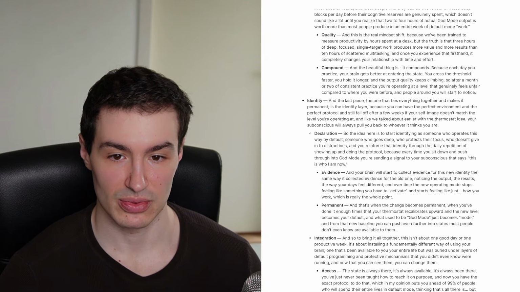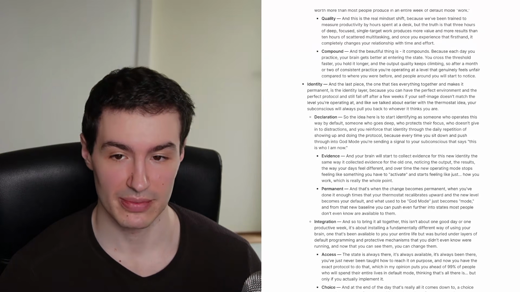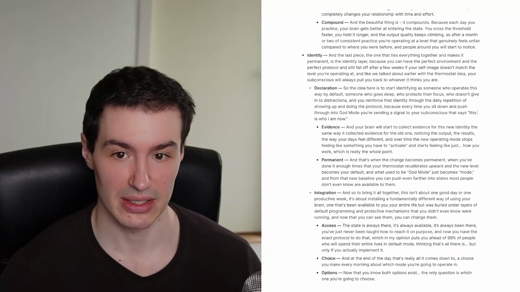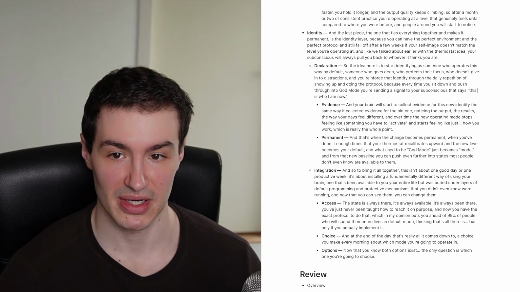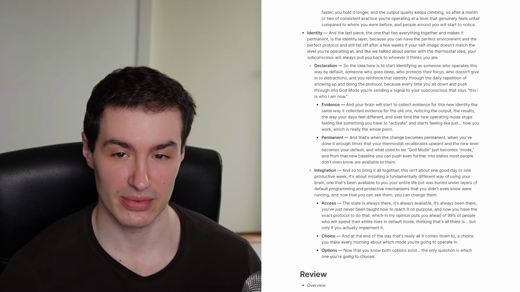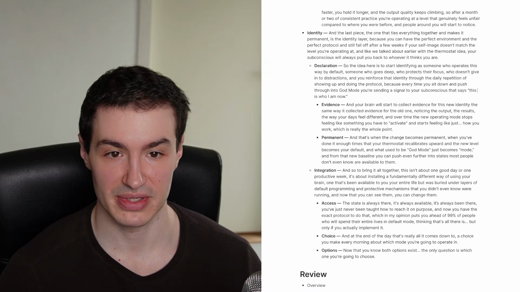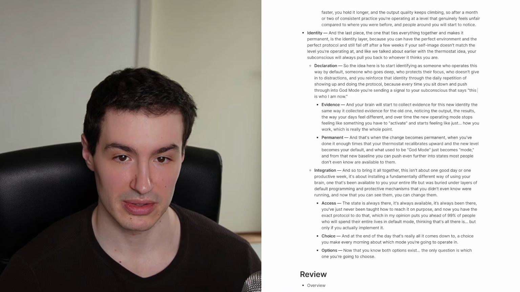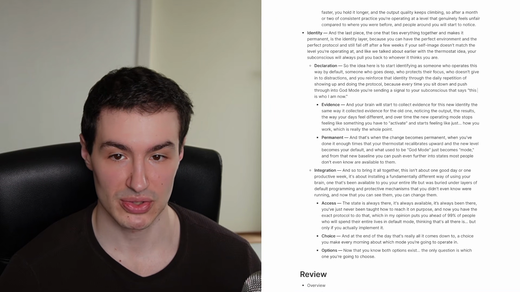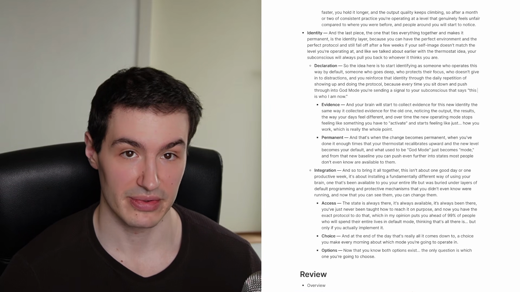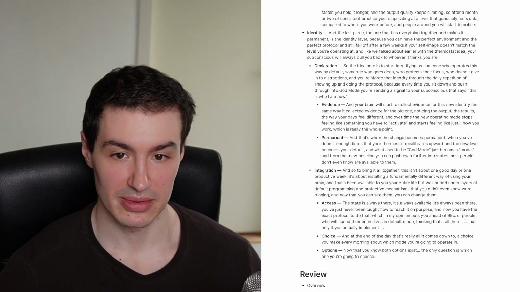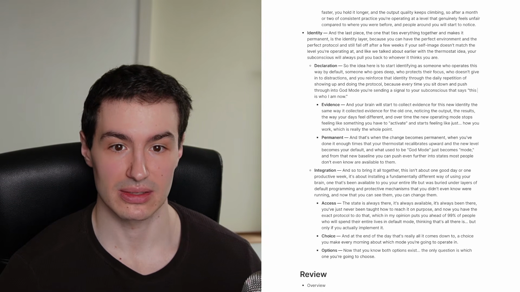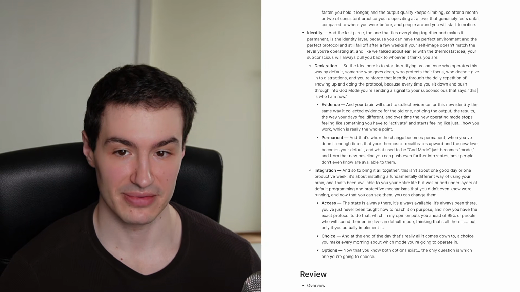Now, the last piece, the one that ties everything together and makes it permanent, in my opinion, is the identity layer. Because you can have the perfect environment and the perfect protocol and still fall off after a few weeks if your self-image doesn't match the level you're operating at. And like we talked about earlier with the thermostat idea, your subconscious will always pull you back to whoever it thinks you are. So the idea here is to really start identifying as someone who operates this way by default, someone who goes deep, who protects their focus, who doesn't give in to distractions.